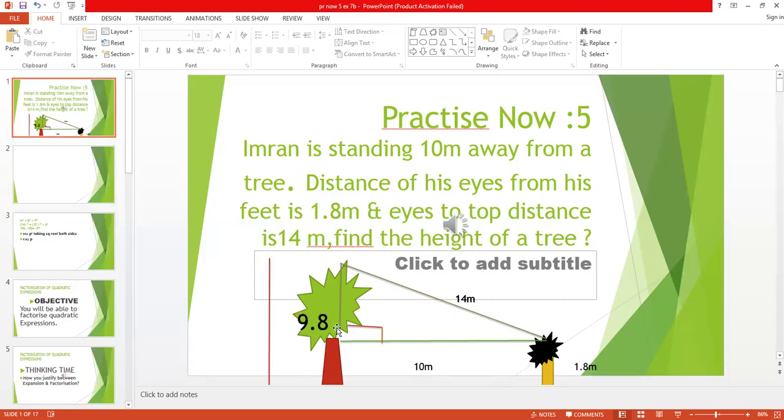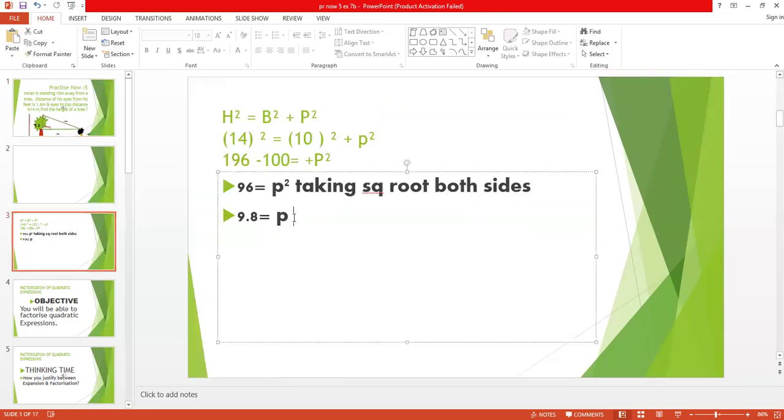That one is 9.8. But actually, we don't just want to find that portion, we want the complete height of the tree. So how do we find the complete height of the tree? Very easy. Look here, from his eyes to the top, the measurement is 9.8, and from his eyes to his feet, the measurement is 1.8. So simply we have to add 1.8 to 9.8, and then we get the answer. That one is the height of the tree. Is it clear?